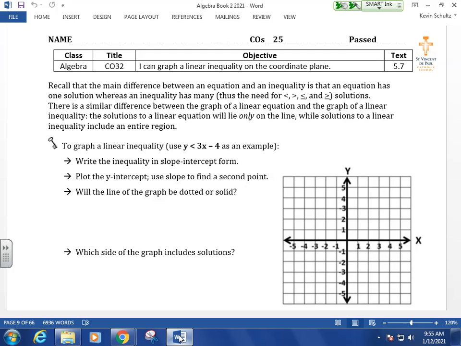And who can remind us the key difference between an equation and an inequality? Solving an equation, solving an inequality, how are they different? Yes, Blake?